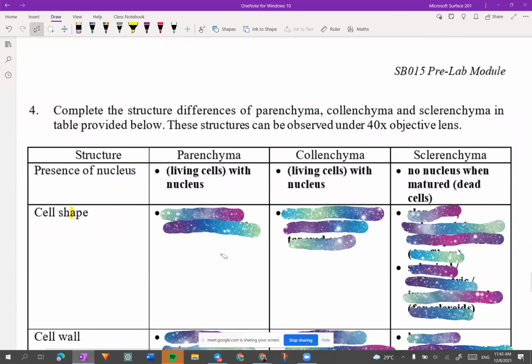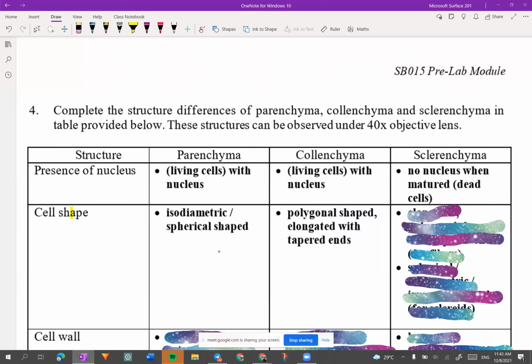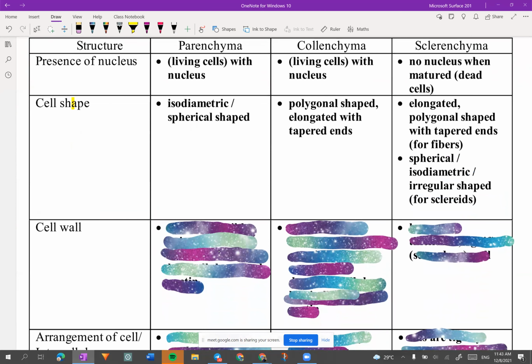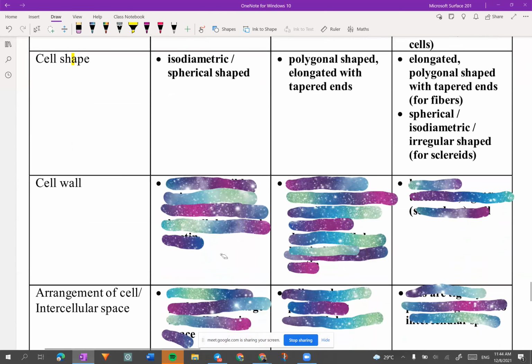Next, kita tengok dia punya shape. Parenchyma, shape dia isodiametric ke polygonal? Yes, isodiametric. Okay. Untuk collenchyma, isodiametric ke polygonal? Well done. Good. Polygonal. Untuk sclerenchyma, isodiametric ke polygonal? Also polygonal. And tapered. Okay, so ni extra. Dia boleh juga jadi isodiametric ataupun irregular shape, especially dekat bahagian scleroid, which is dekat xylem dengan phloem tu nanti. Okay, vascular dia. And then cell wall pula.